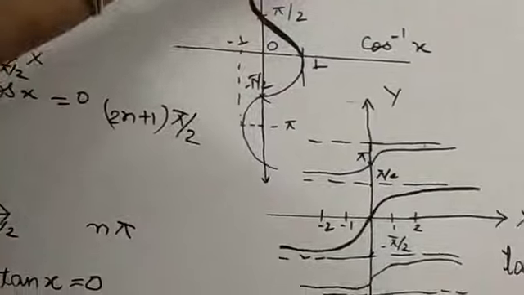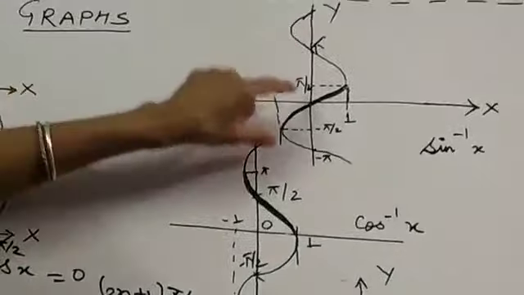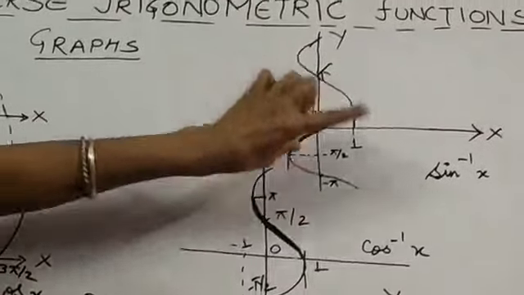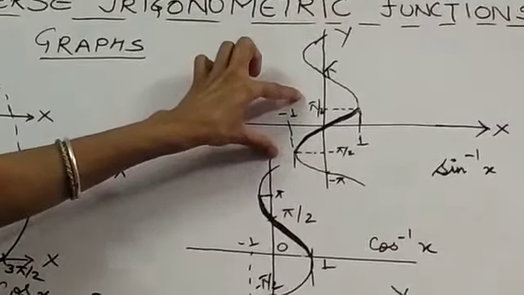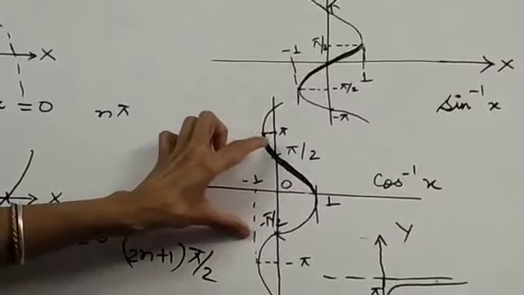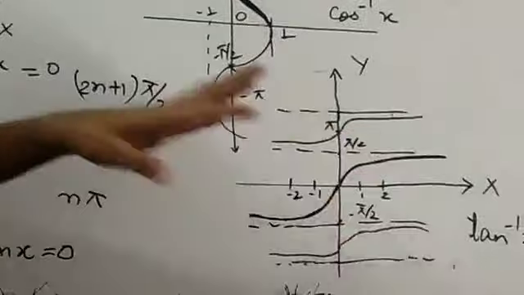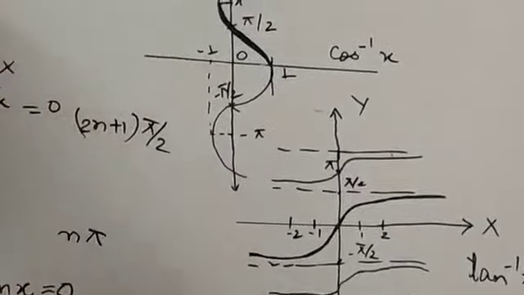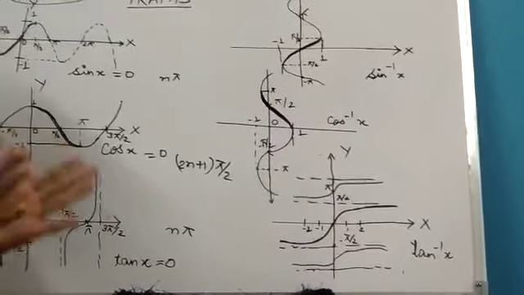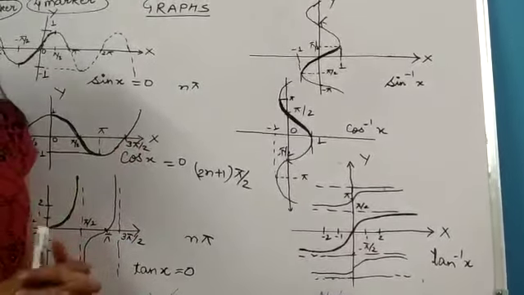So this part is known as principal value branch, and this branch is, for sin inverse x, from minus pi by 2 to pi by 2. This is from 0 to pi. This is from again minus pi by 2 to pi by 2. But we will not include pi by 2 in this one because at pi by 2 it becomes infinity or not defined.